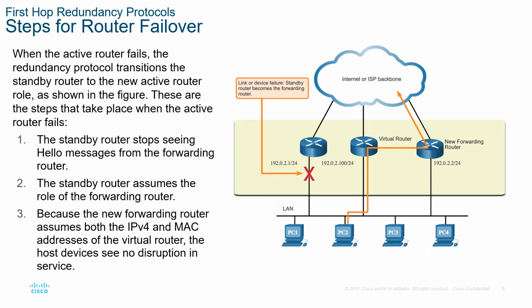Again, this virtual router is not actually a physical router. It's a virtual IP that you set up on this router and also on this router, and it is set up as the default gateway. That's how it is. Once the standby router stops seeing hello messages from the forwarding router, this is the signal for the standby router to assume the role of the forwarding router. Because the new forwarding router now assumes both the IPv4 and MAC address of the virtual router, the devices see no disruption in the service.